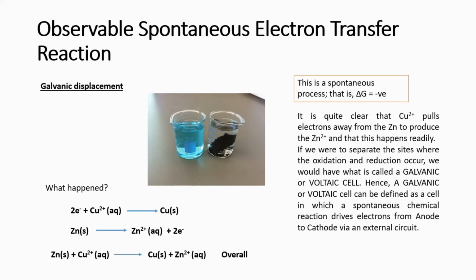For example, if you have a solution of copper sulfate and you immerse a piece of zinc metal in that copper sulfate solution, what you will observe over time is that the zinc metal will start to become black, whereas the copper sulfate solution, which is characteristically blue due to the hydrated copper ions, will start to become colorless. What is going on here?